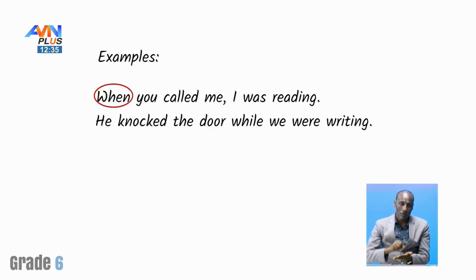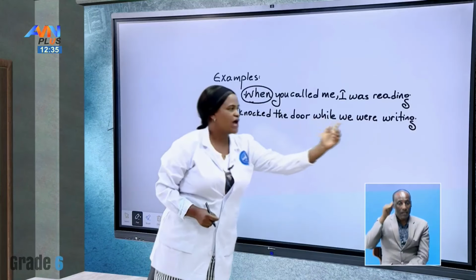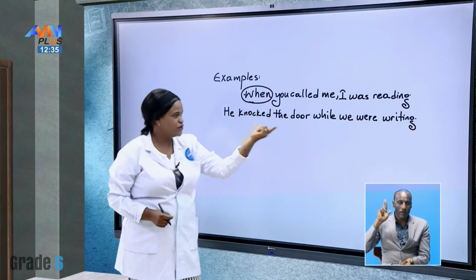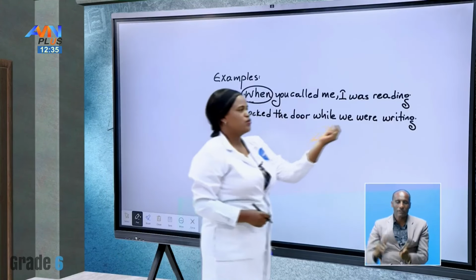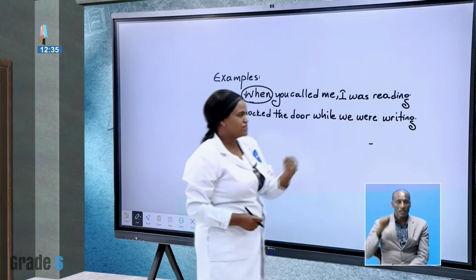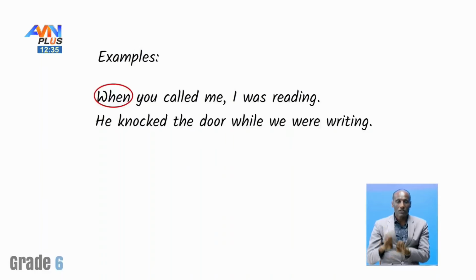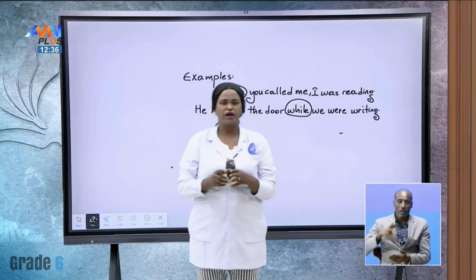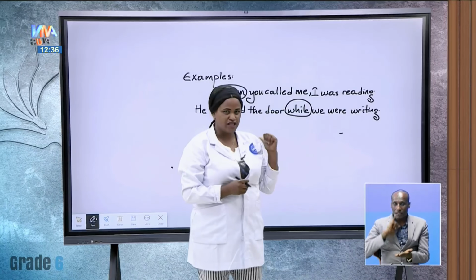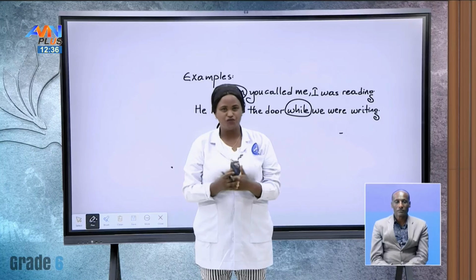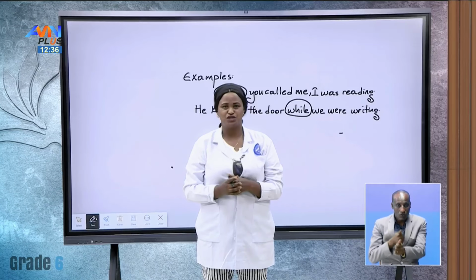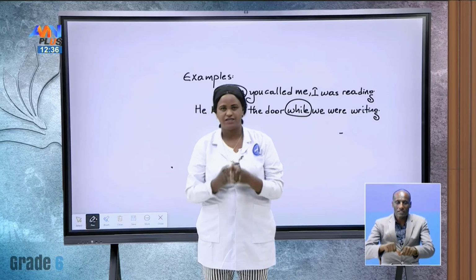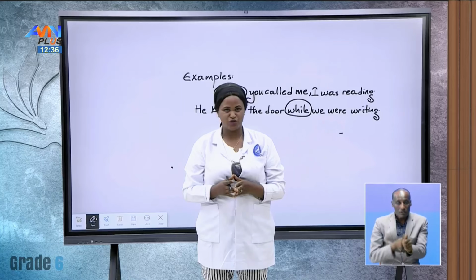Look at this. He knocked the door while we were writing. He knocked the door, simple past, whereas we were writing, past continuous. In the middle, we use the conjunction while. Now, do you remember what we have said, how and when to use them? In such a context, we said that while is followed by the longest action, which is past continuous, whereas when is followed by, yes, simple past. That is what we have seen last time.